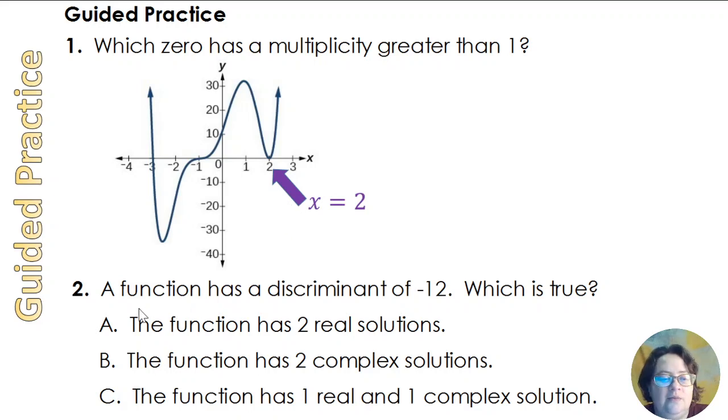Now, here, for number 2, we have a function has a discriminant of -12. Which one is true? Pick your answer, hit play when you're ready. For number 2, we have a discriminant of -12, which is less than 0. Since our discriminant is less than 0, we know that our solutions have to be complex or imaginary. So I'm going to pick answer choice B.